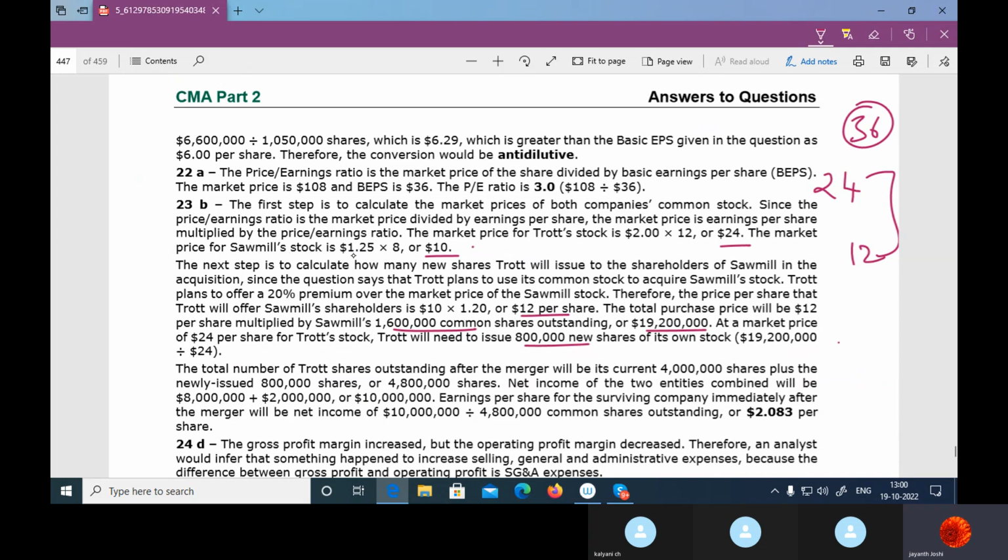Market price is EPS into P ratio, correct? Okay, that is 1.25 into 8, so $10. That is the market price of sawmill, correct? And with 10, how much premium they are giving? 20%, so it will become 12. So the sawmill market price is 12. One thing we got. And the other company's market price is how much?